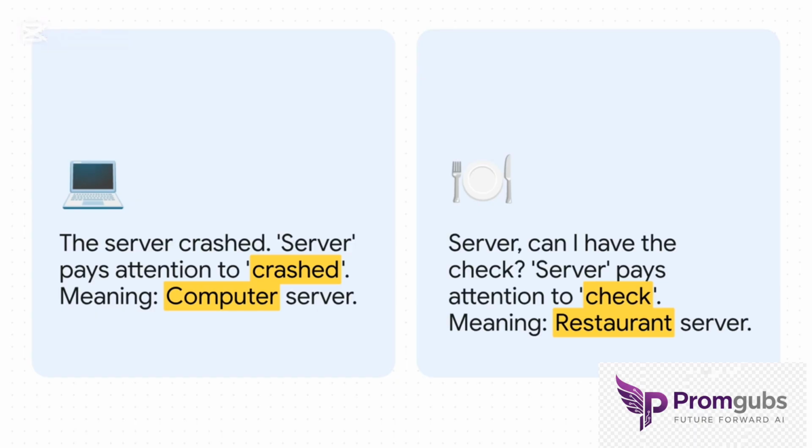This is the perfect way to see how it works. Take the word "server." In that first sentence, the model learns that "server" should pay a lot of attention to the word "crashed." That connection instantly tells it, aha, we're talking about a computer. But in the second sentence, "server" pays attention to the word "check." And boom, the context completely flips. The model knows we're talking about a person in a restaurant. Same word, totally different meanings, unlocked by context. That's the power of attention.